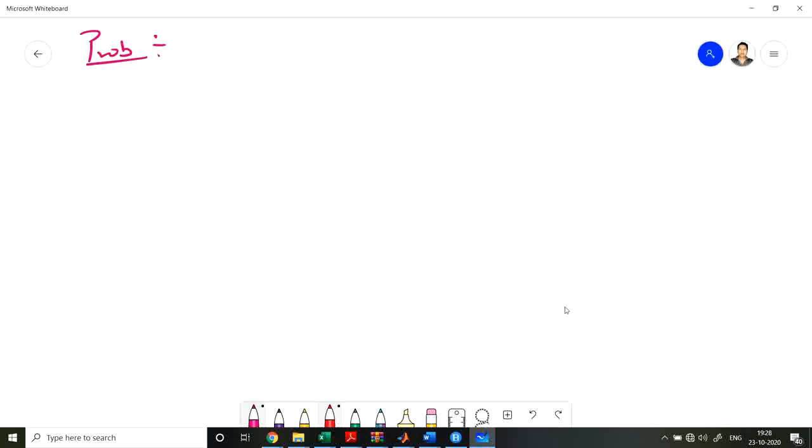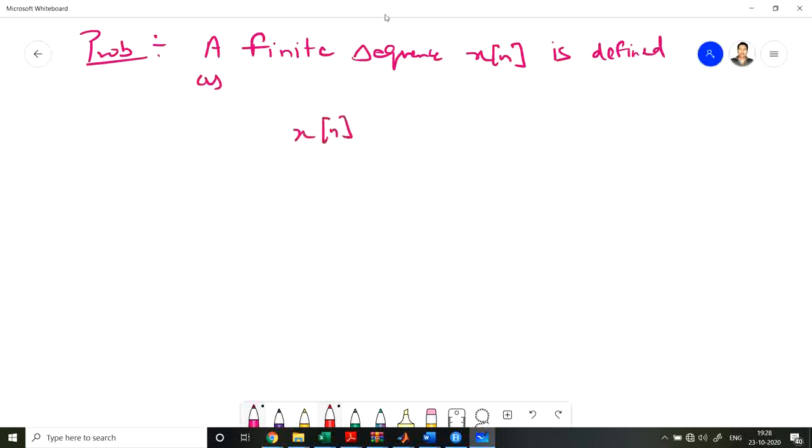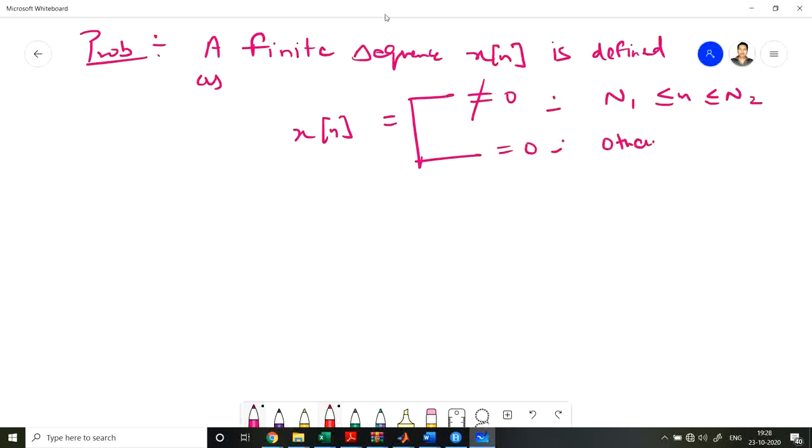The problem is a finite sequence x[n]. A finite sequence x[n] is defined as x[n] not equal to 0 for n1 less than or equal to n less than or equal to n2, and it is 0 otherwise, for all other values of n, where n1 and n2 are finite.